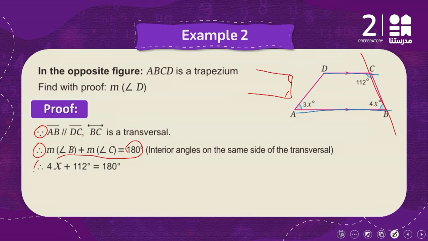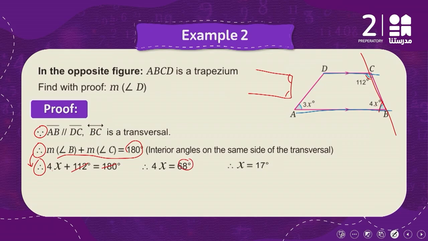Now let's continue, as we just applied the rule. 4x, which is angle B, plus 112 equals 180. Subtract 112 from both sides, it will be 68. Now let's divide by 4, x will be 17.